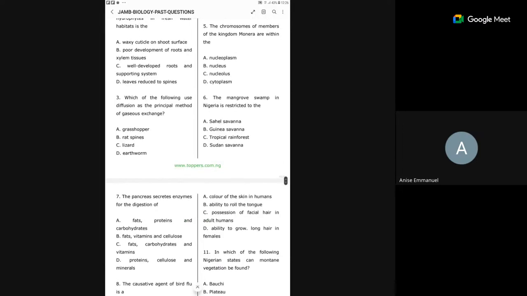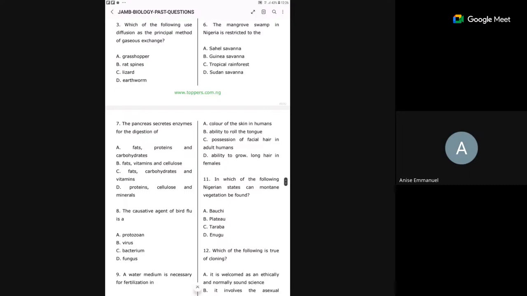We'll go to number seven. The pancreas secretes enzymes for digestion of what and what substrates? We have a lot of food substrates in these options: fats, proteins, carbohydrates, vitamins, cellulose. So which of them is digested by the pancreas? The pancreas is found within the abdomen, close to the stomach, and it's a very vital organ for digestion. It releases enzymes to the intestine for food digestion.